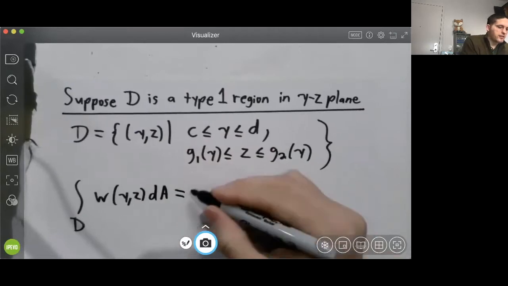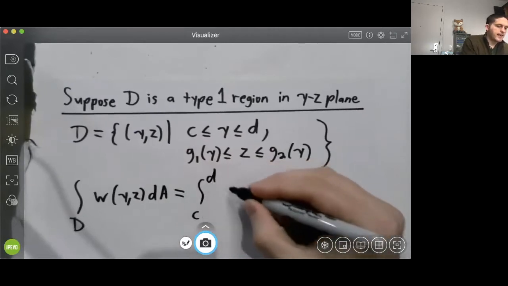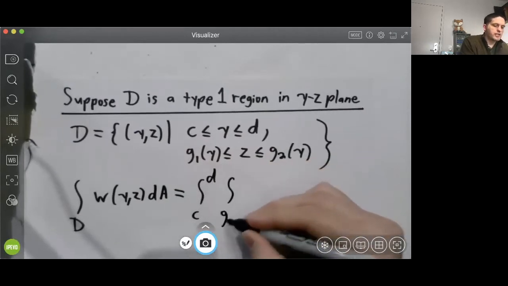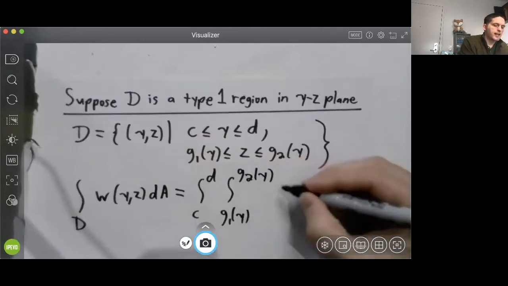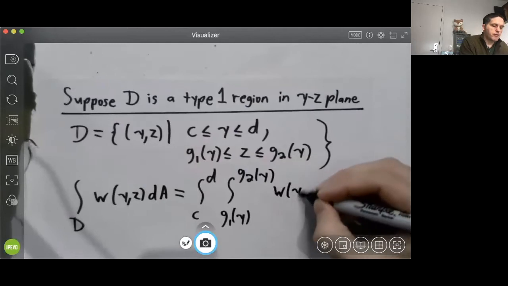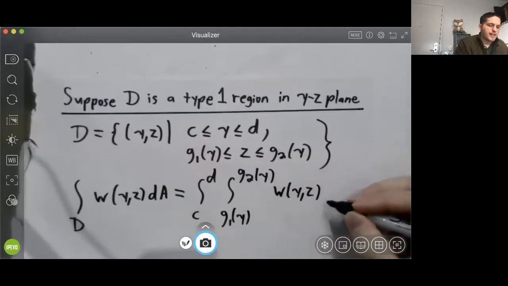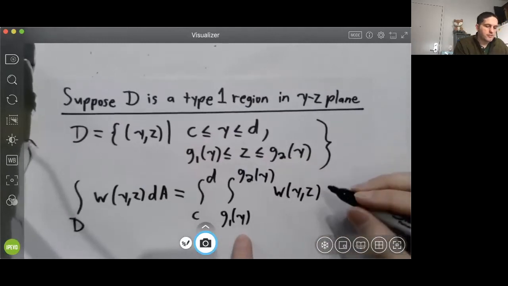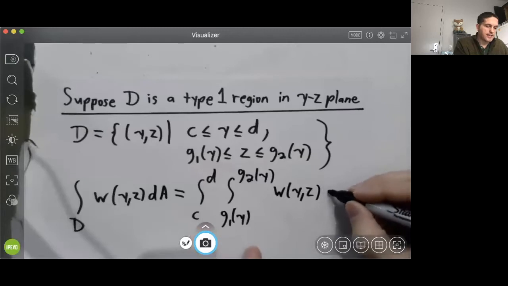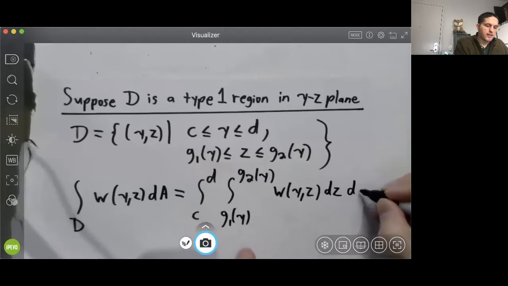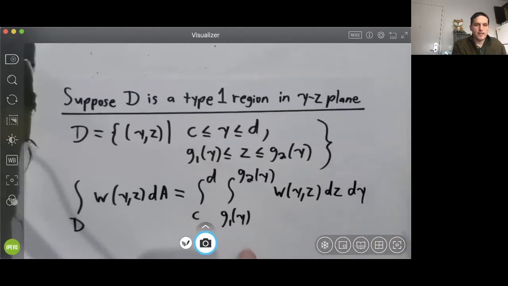is equal to the integral from c to d of the integral from g1 of y to g2 of y of w of y comma z. The inner integral is with respect to z. The outer integral is with respect to y.